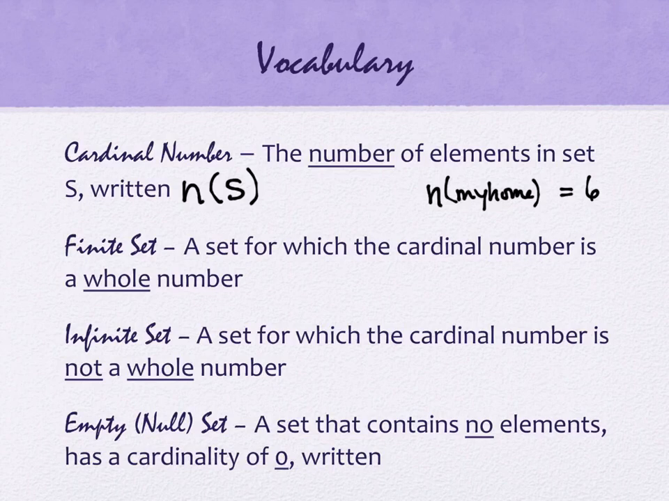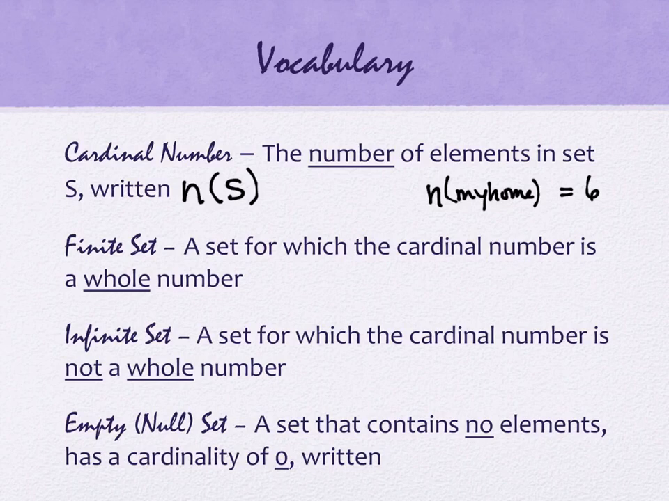A finite set is a set for which the cardinal number is a whole number. Right? 6, 7. If we counted the number of people at OBU, we can count that. It's a finite number. There is a number assigned to it. As opposed to an infinite set, which is a set for which the cardinal number is not a whole number. Right? Like how many counting numbers are there? There's infinite. I can't put a number to that. So that's an infinite set.